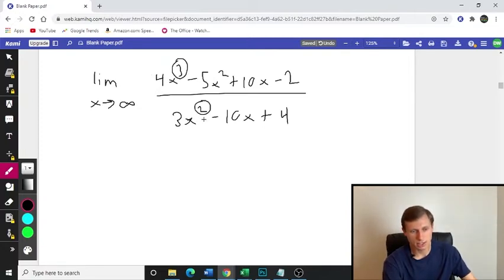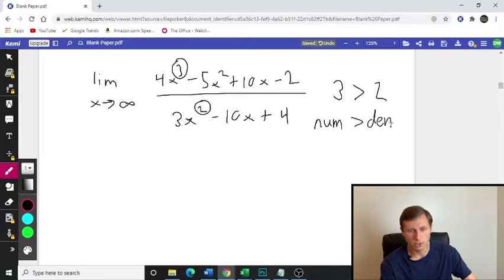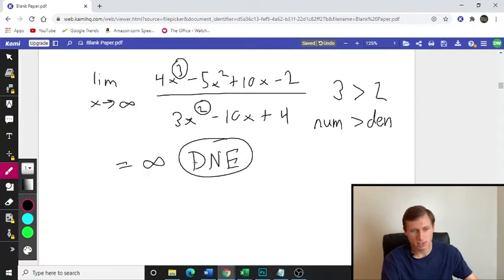In the denominator, it's 2. And since 3 is greater than 2, in other words, the degree of the numerator is greater than the degree of the denominator, then we're going to get infinity, which does not exist. And that's because the power is higher in the numerator than it is in the denominator.